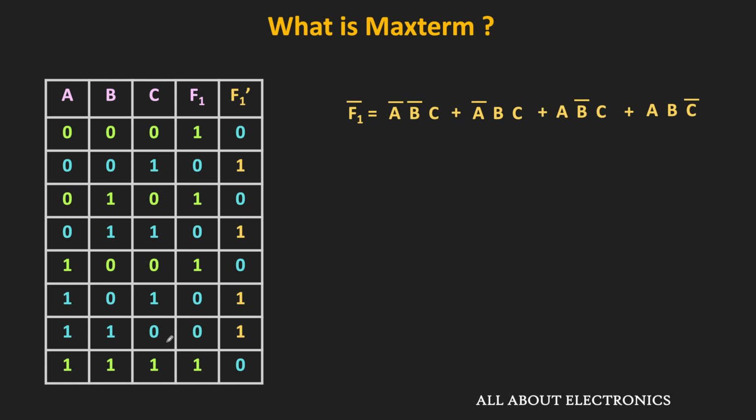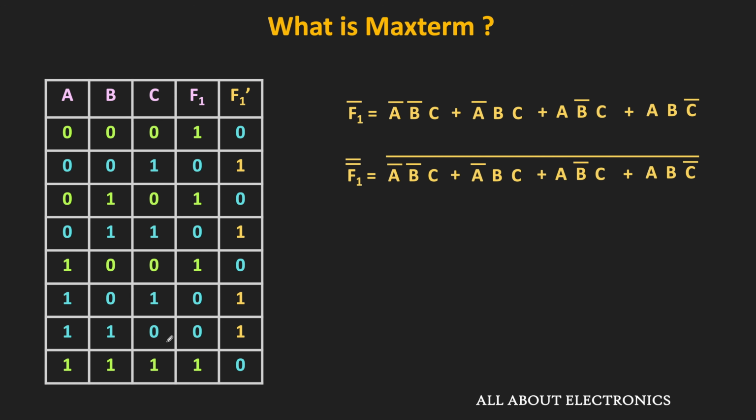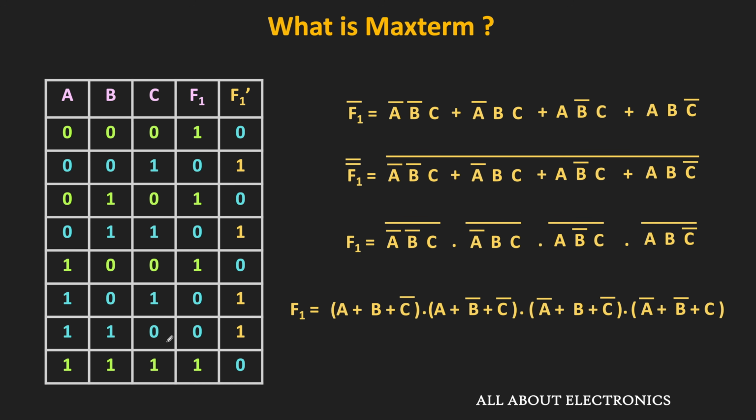Now if we take the complement of this f1 bar, then we will get the f1, right? So using the De Morgan's law, let us simplify it. So just break this bar and give it to the individual group, and at the same time also change the sign. So once again, using the De Morgan's law, we will get the following expression, which is in the product of sum form, and here each term is the Maxterm.